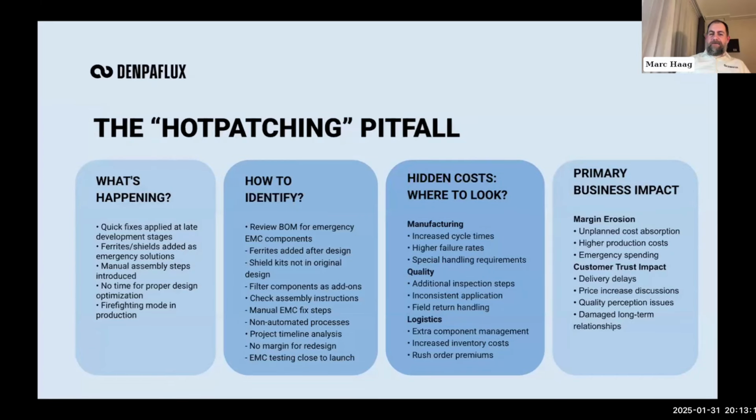Talking about the hot patching pitfall. I don't know if anyone else is using this term, but since I'm working at Denpaflux, I'm using it, because I was talking to customers, and Ignacio, I bet you too, who were saying, help, please help. I'm coming back from the EMC laboratory with my test, and I have to hit my target with timing, and I cannot do it. Ignacio, you know the story. It's the story of our lives, right? Yeah, been there, done that. A lot of tears, a lot of suffering, and customers looking for the silver bullet.